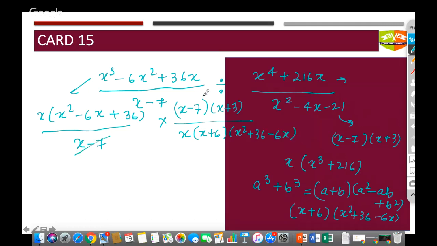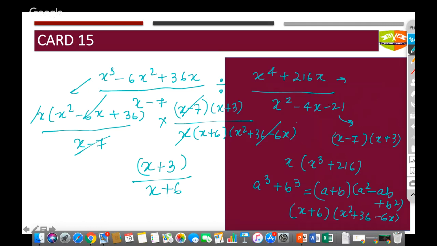So this x minus 7 is gone. This x and x is gone. This x square minus 6x plus 36 is gone. So what is left in the numerator is x plus 3, and in the denominator what is left is x plus 6. So this is the simplest form that we have been talking about, and this is how it is converted into simplest form.